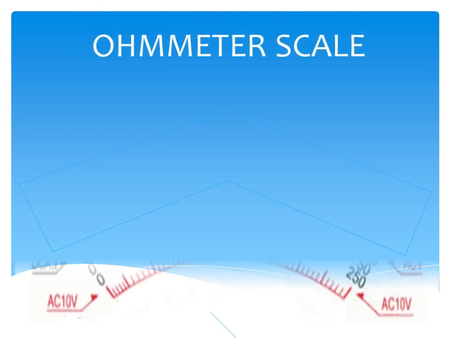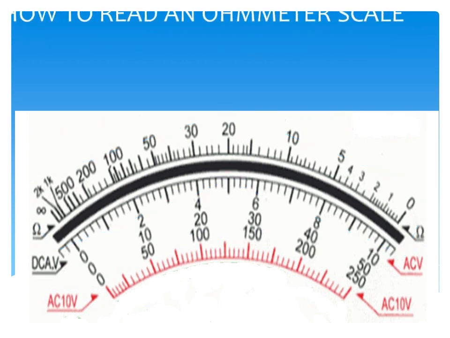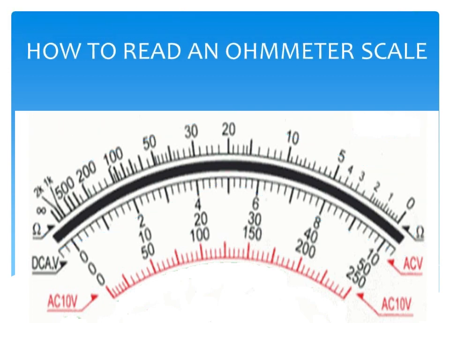Ohmmeter scale. The ohmmeter scale is considered a nonlinear scale. It is found or situated on the uppermost scale of a multimeter. How to read an ohmmeter scale?